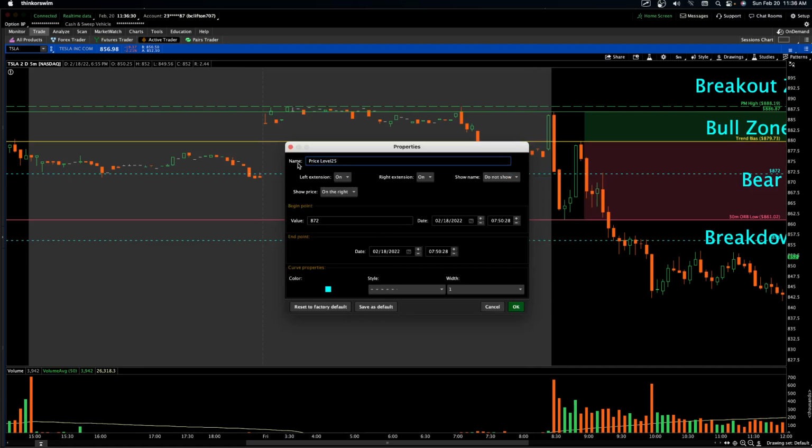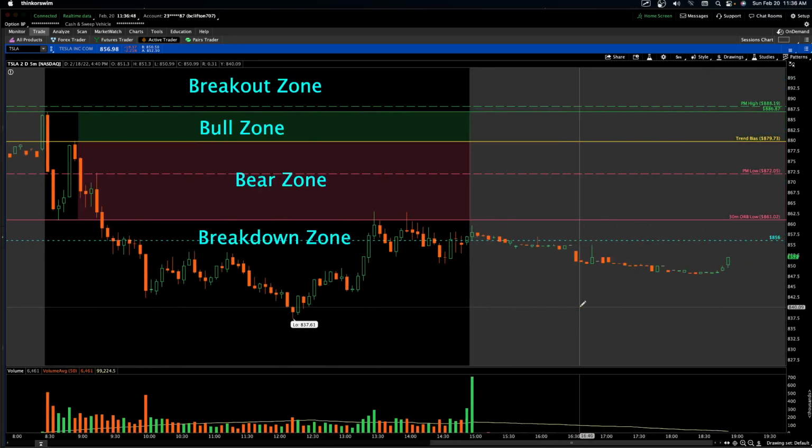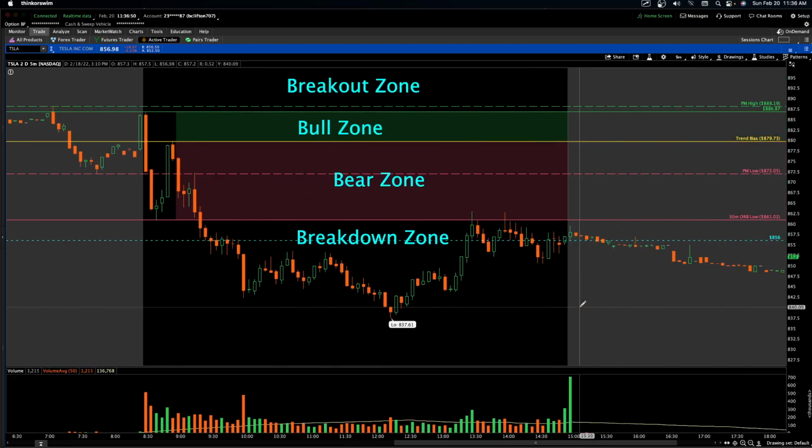I'm going to say this is PM low, and it's 05. We're going to show that on the right, and we're going to make this one red, dotted. Okay, so now we have those levels identified.